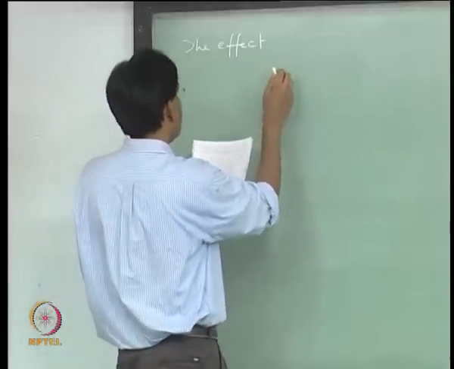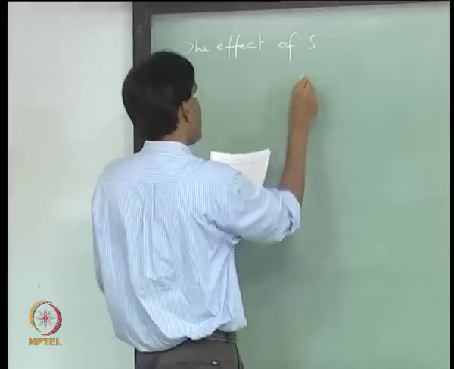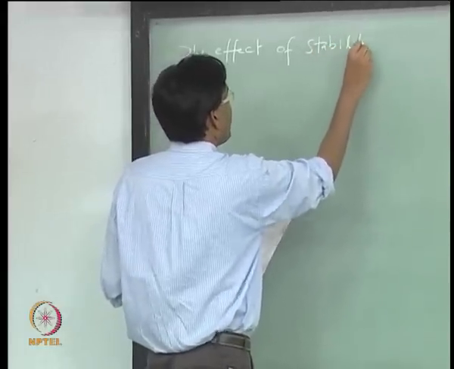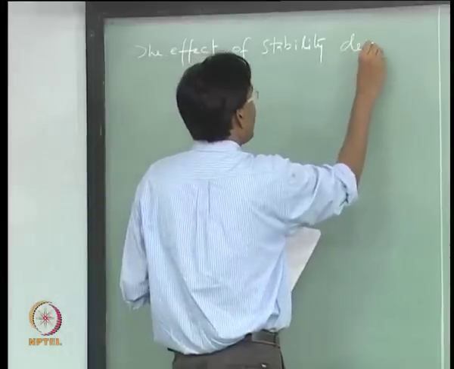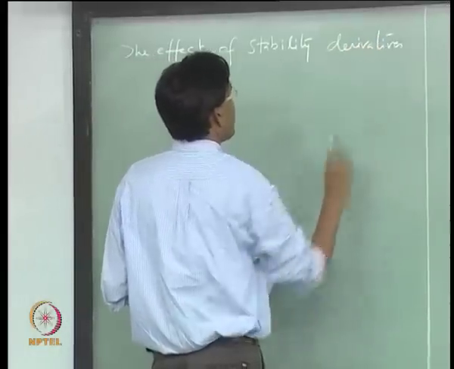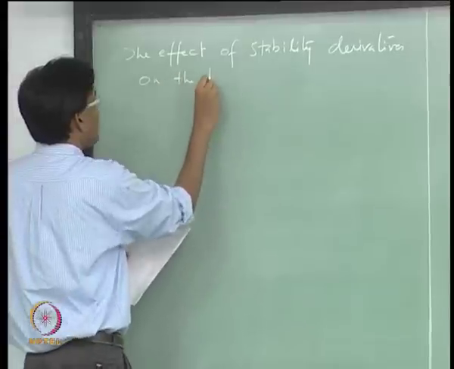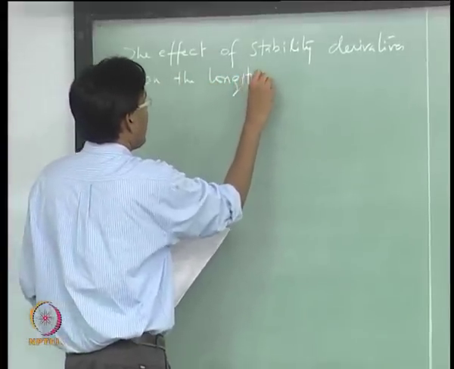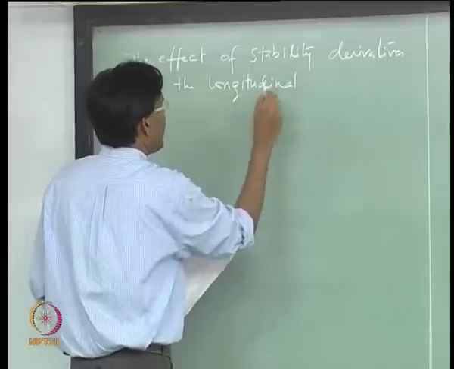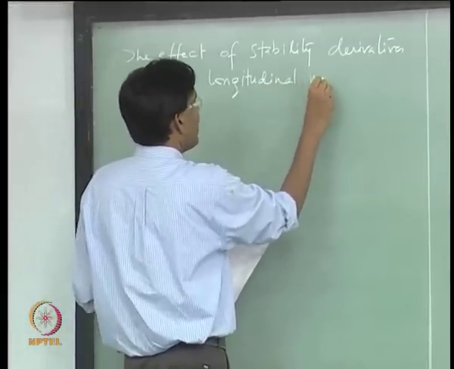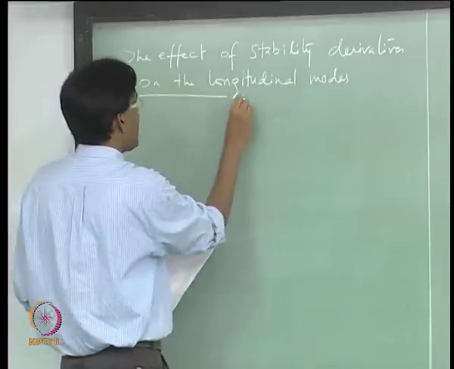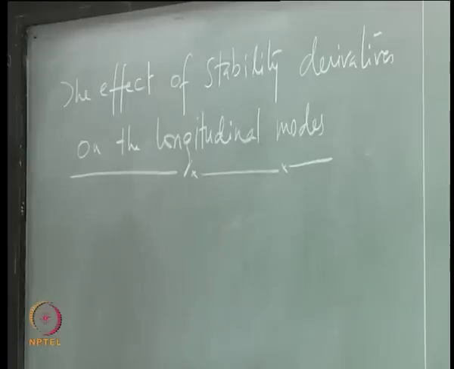The effect of stability derivatives on the longitudinal modes, right. What we want to look at is how the short period and the fugoid mode eigenvalues are moving when we are changing something.